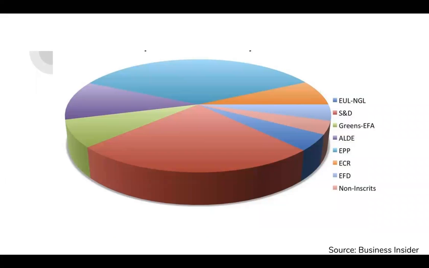And now finally, we have a graph, which unfortunately the title is cut off from. This is regarding the European Parliament composition, and this was a graph made by Business Insider. Specifically here, we have a 3D pie chart, and the 3D pie chart here is supposed to represent the composition of all the individuals in the European Parliament, what parties they represent specifically.